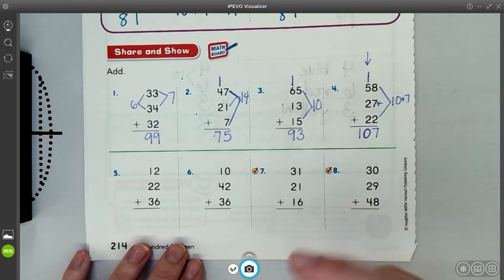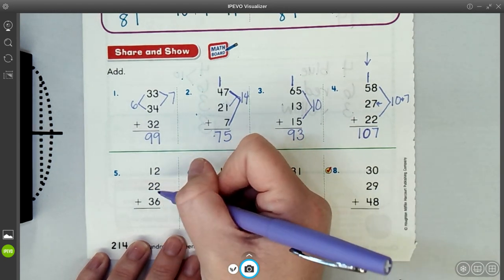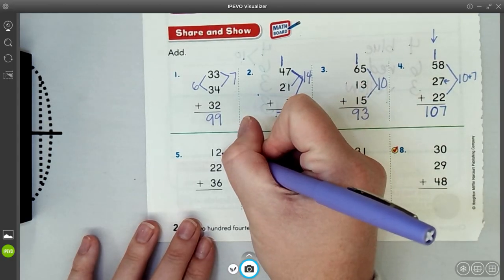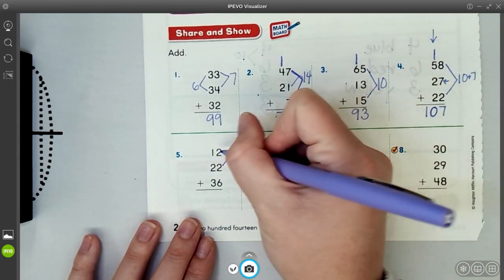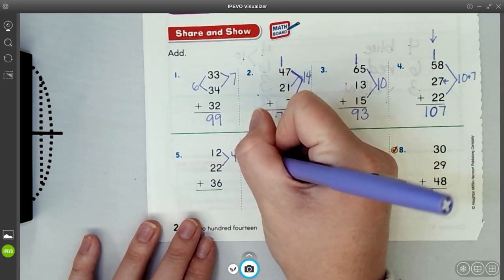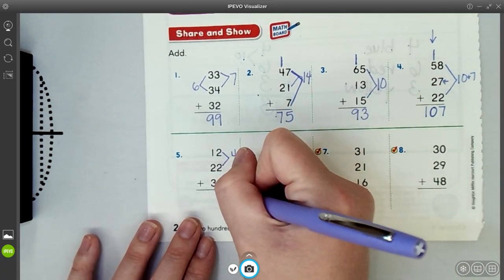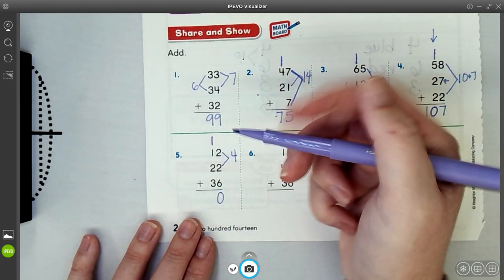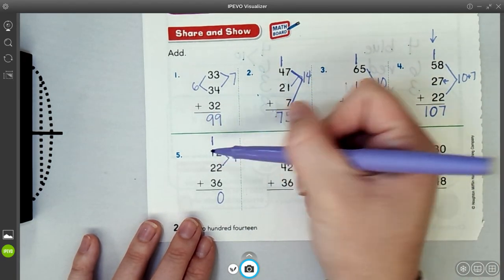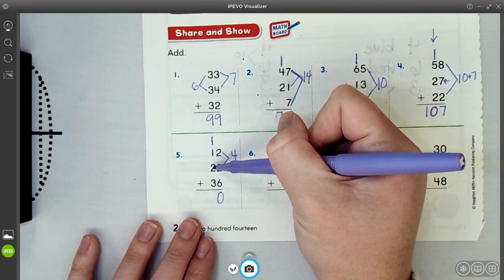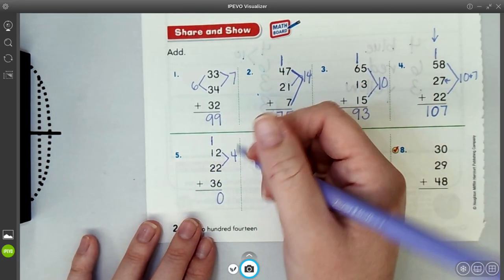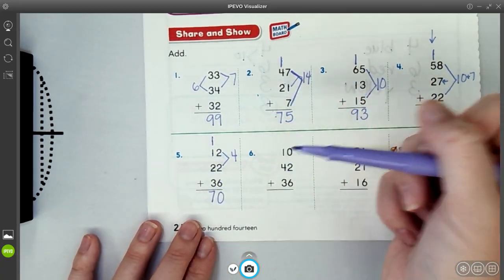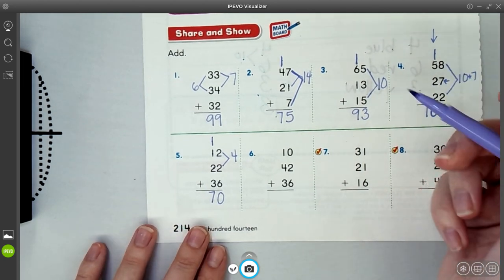Number 5, 12 plus 22 plus 36 equals what? Well, I'm going to start up here with my first 2 digits. 2 plus 2 equals 4, plus 6. There's a tens fact, which means I have 0 ones and 1 10 to regroup. Then I'll add my ones. 1 plus 1 equals 2, plus 2 equals 4, plus 3 equals 7. So 12 plus 22 plus 36 equals 70.